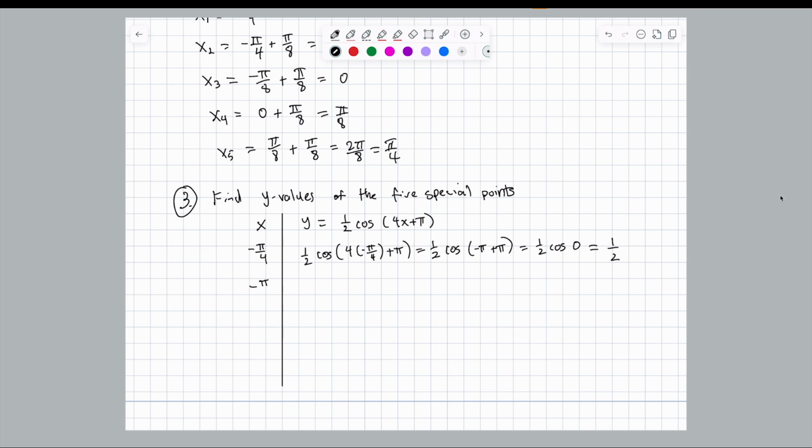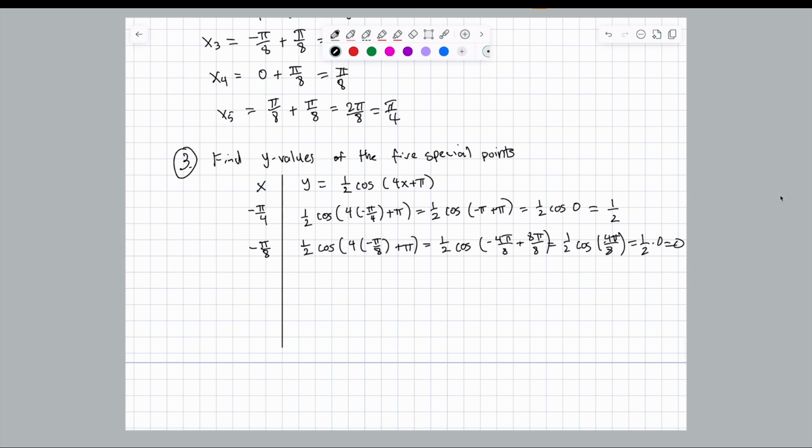Our next x value is negative pi over 8. So we have 1/2 cosine of 4 times negative pi over 8 plus pi. So we have 1/2 cosine of negative 4 pi over 8 plus pi, which is equivalent to 8 pi over 8. So that gives us 1/2 cosine of 4 pi over 8, which is basically pi over 2. So that's 1/2 times 0, which gives us 0. And then the next value would be 0. So we have 1/2 cosine of 4 times 0 plus pi. So we have 1/2 cosine of pi. Cosine of pi is -1, so we have -1/2.